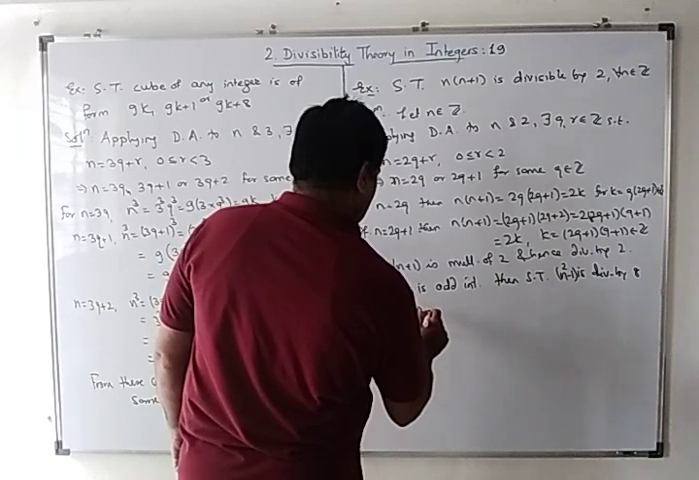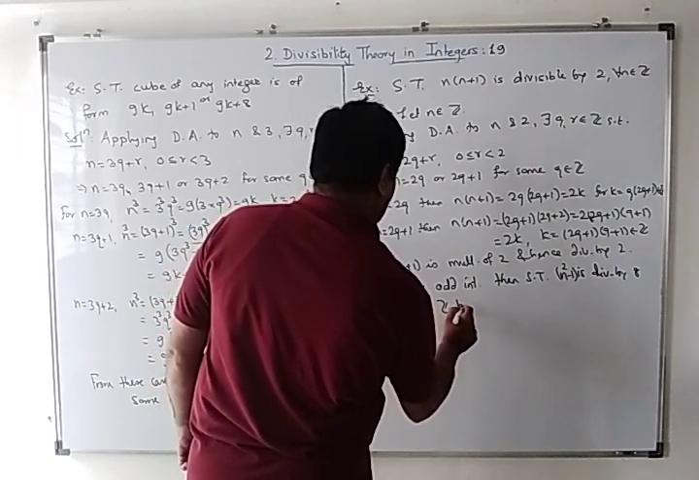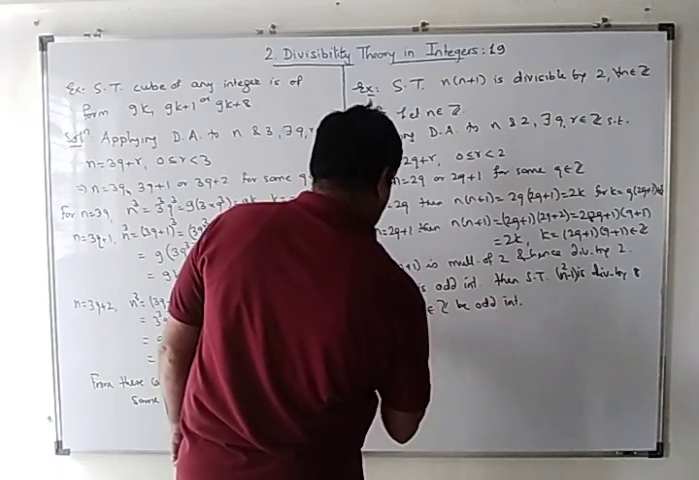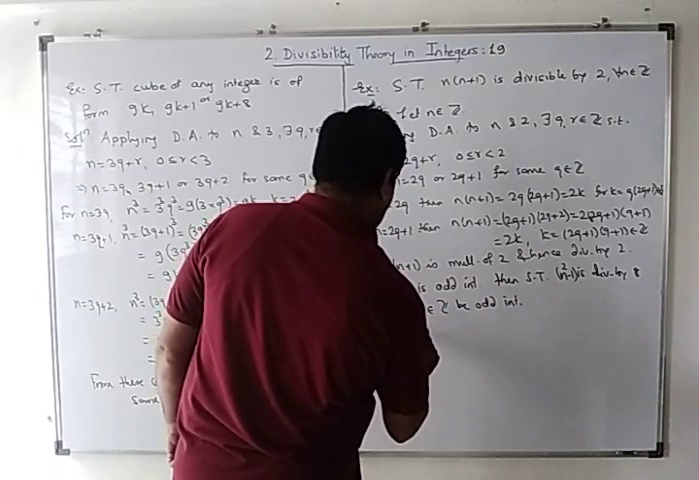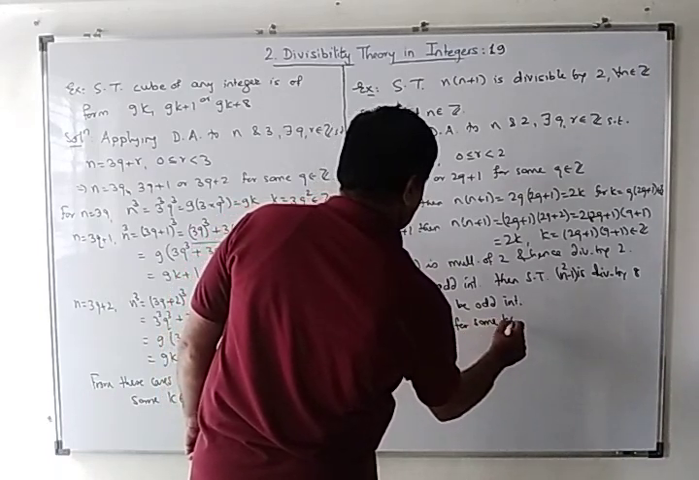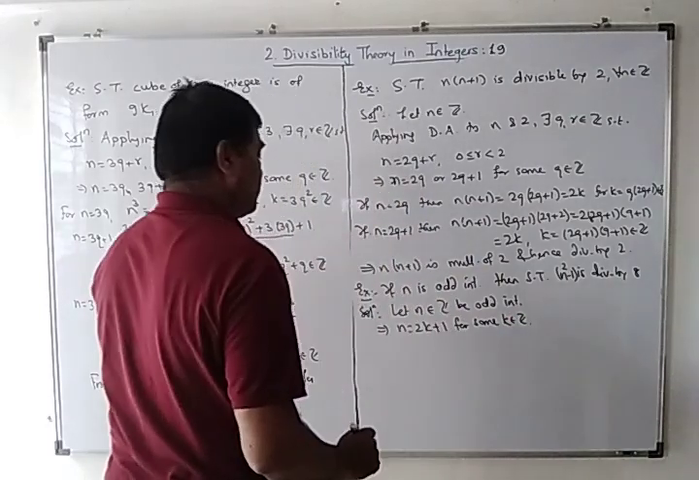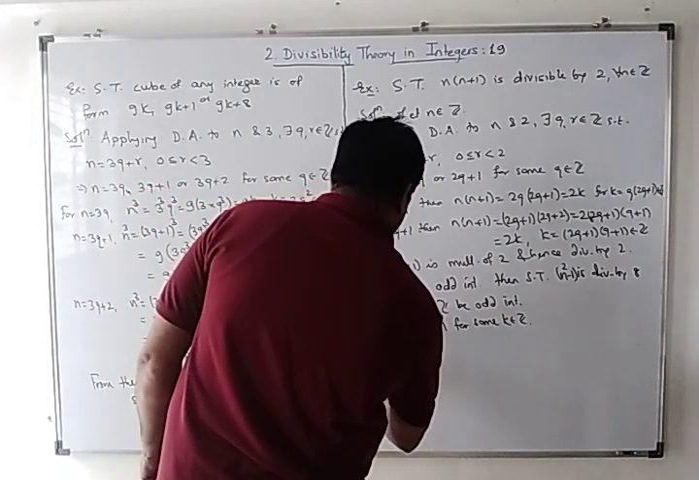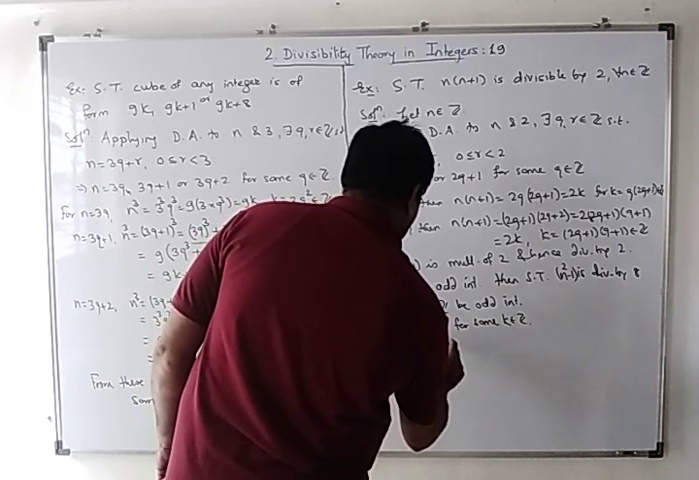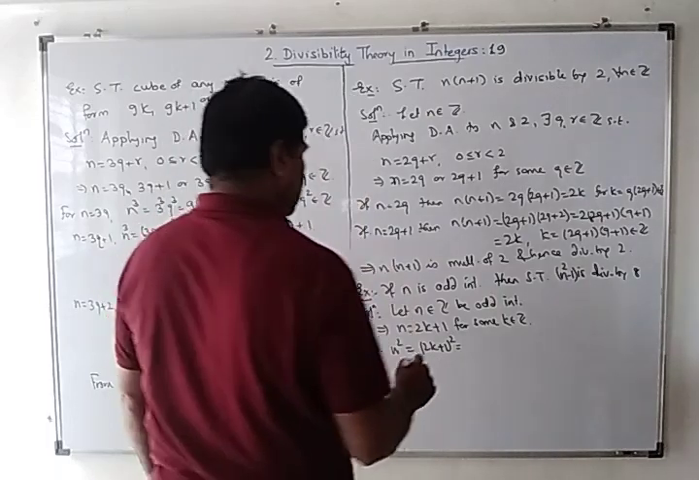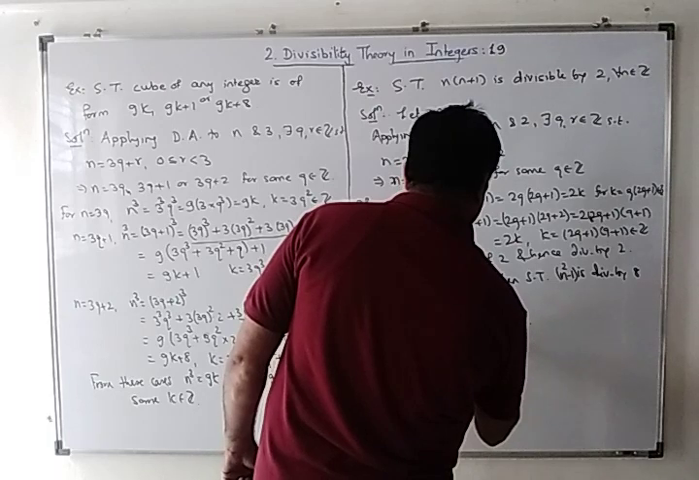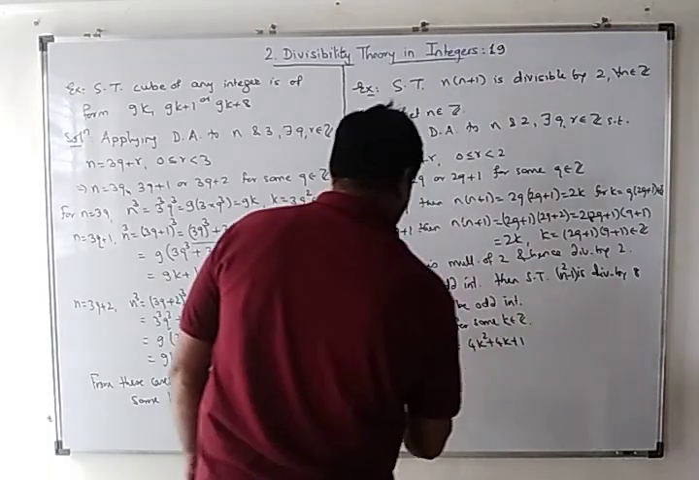So let n belongs to Z be odd. This implies n is equal to 2k plus 1 for some k belongs to Z. Therefore, n square is equal to 2k plus 1 bracket square. This is nothing but 4k square plus 4k plus 1.